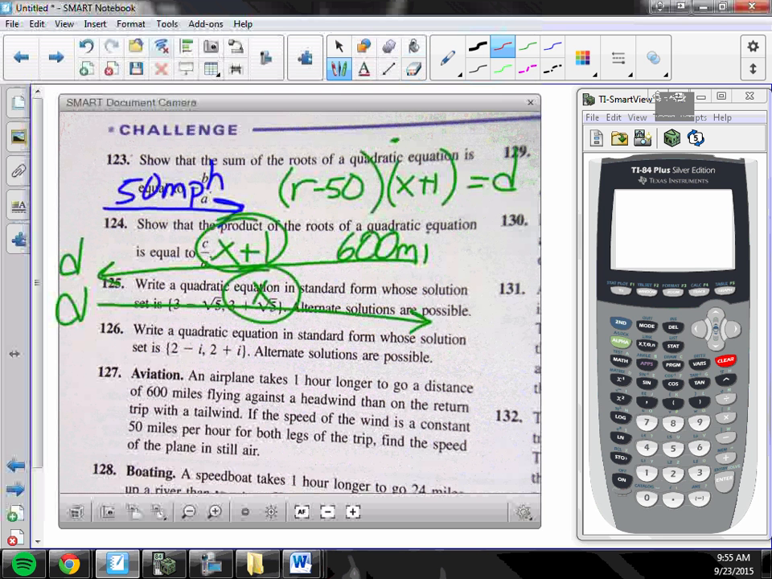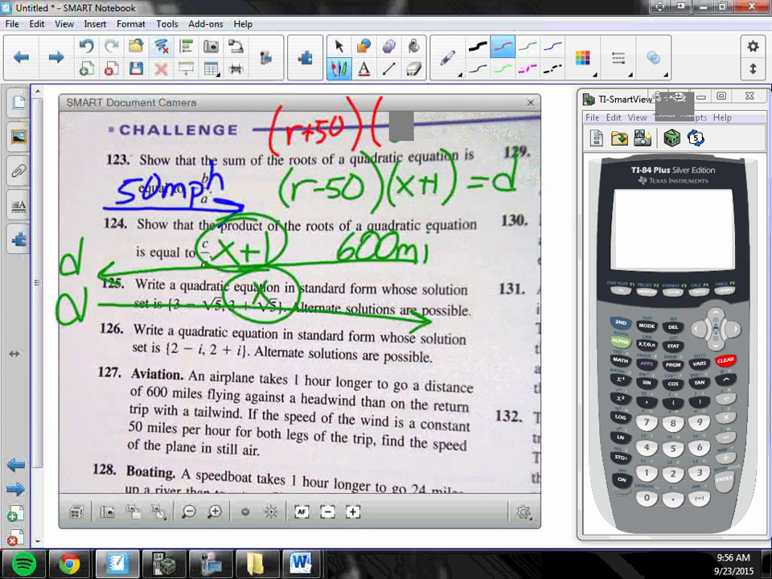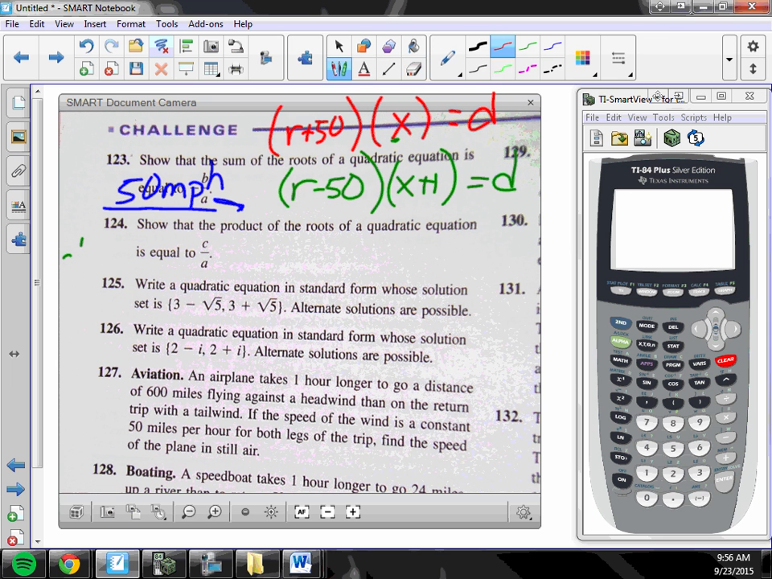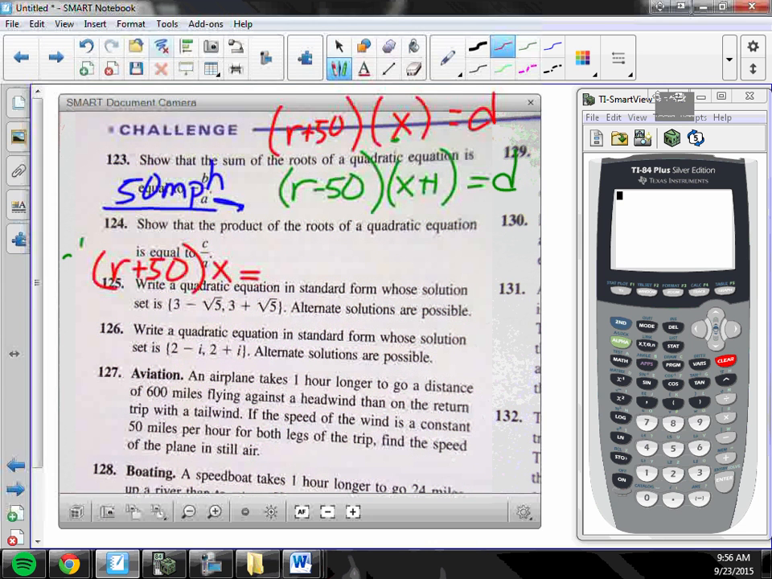Okay. What about the return rate? The return rate is going to be r plus 50 for how long? For x hours. And how far does it travel? The same d. Okay, now what? Well, they both equal d, right? So they equal each other. So r plus 50 times x is equal to r minus 50 times x plus 1.